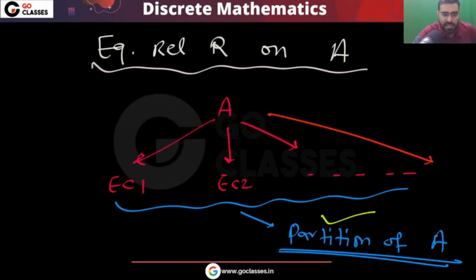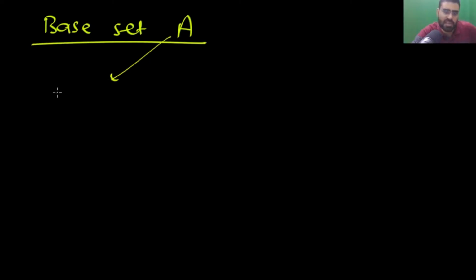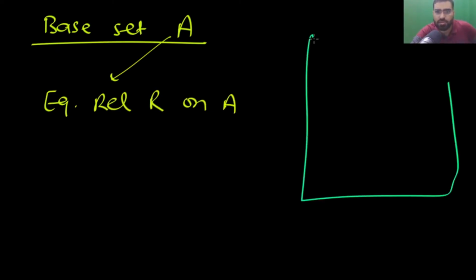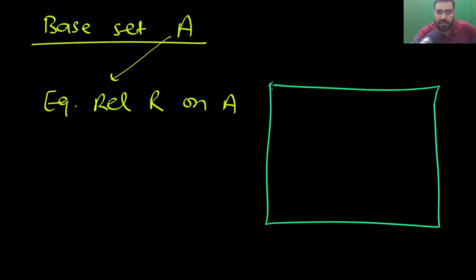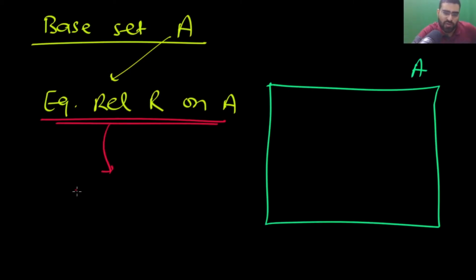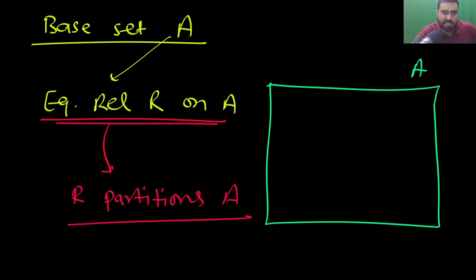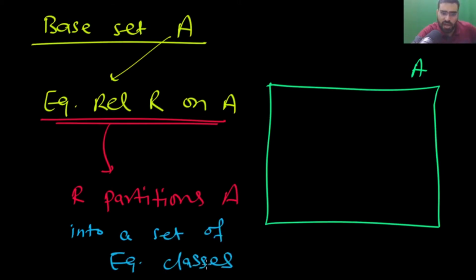I can easily say that you have a base set, a very simple base set A. On this base set A, let's assume you define this equivalence relation R. Then because of this relation, R will partition this A into a set of equivalence classes.